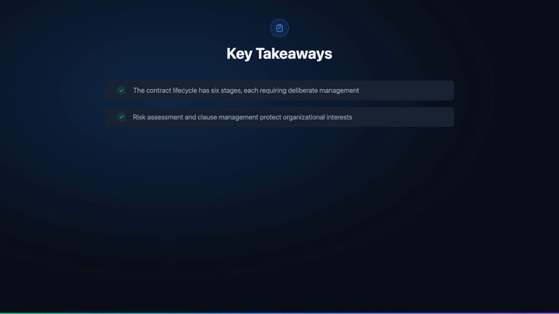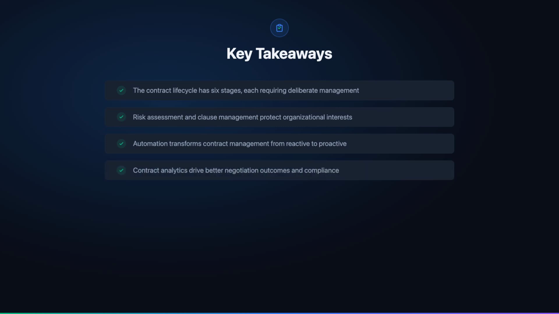Let us recap the essential insights from our exploration of contract management. From initiation through renewal, each lifecycle stage has distinct activities and risks that demand our attention. Proactive risk identification and standardized clause management are our primary tools for building protective agreements. Automated systems ensure nothing falls through the cracks and provide the analytics needed for strategic decisions. Data-driven contract management consistently outperforms intuition-based approaches in both cost savings and compliance.